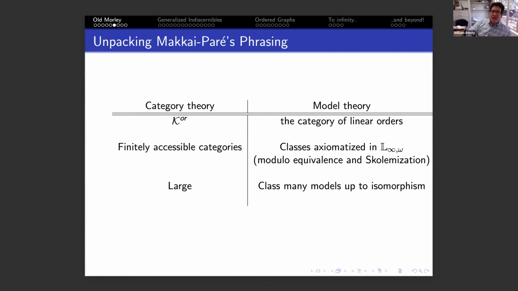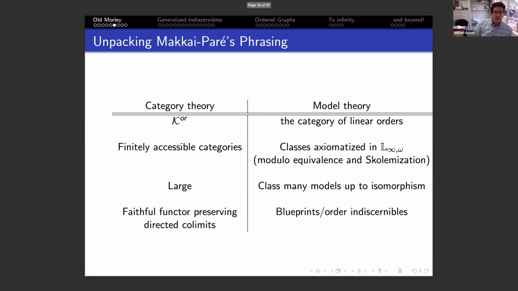Large is just the category theoretic way of saying class many models up to isomorphism, which is also equivalent to saying we have arbitrarily large models.